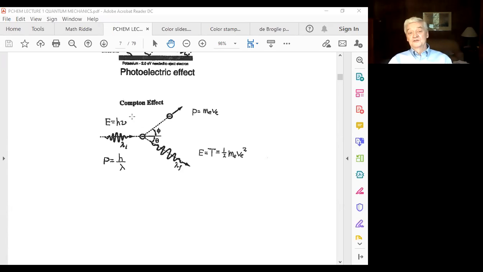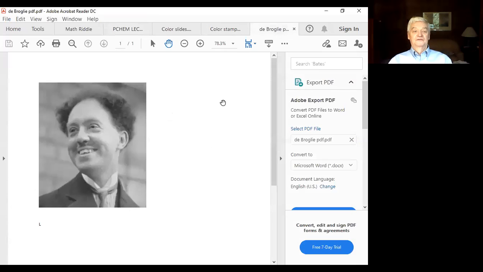Now, I've already told you that energy is h nu, Planck's constant times frequency. But here I'm going to contend that momentum is given by h over lambda. And this is called de Broglie's equation. If anyone in the class properly knows how to pronounce French, you can correct me on that. But here's a picture of Louis de Broglie, who got the Nobel Prize for Physics in 1915.